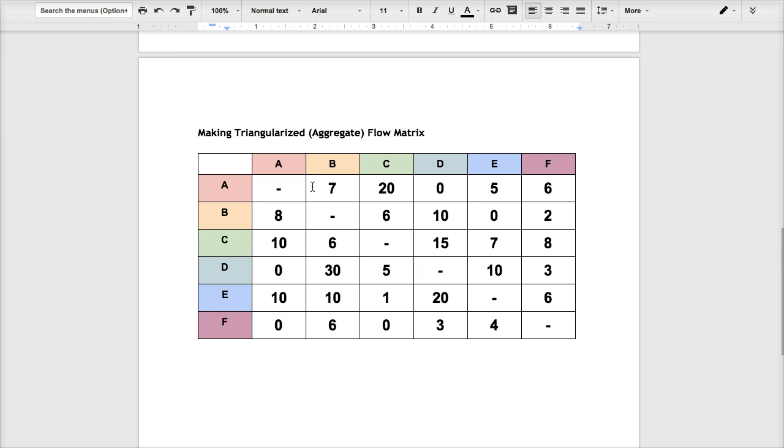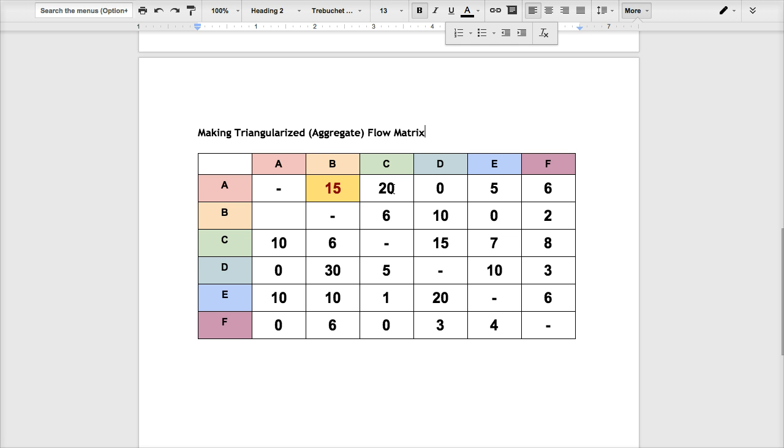For example, between buildings A and B, there's 8 people traveling, and between B and A, there's 7 people traveling. So the combined total of all of the traffic going between both of those buildings in both directions is 8 plus 7, and that equals 15. And every time that I add these different numbers together, I'm going to bring them over onto the top right-hand side of the matrix. And this is what gives me this triangularized feel. And now it's a case of moving through each of those different pairs and doing the same process over and over again.